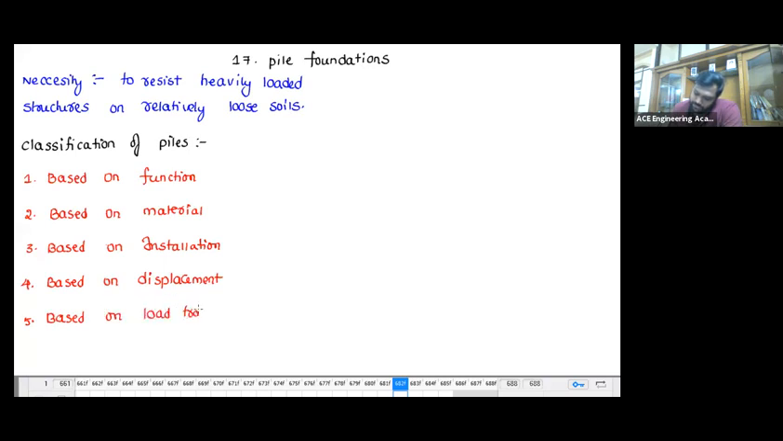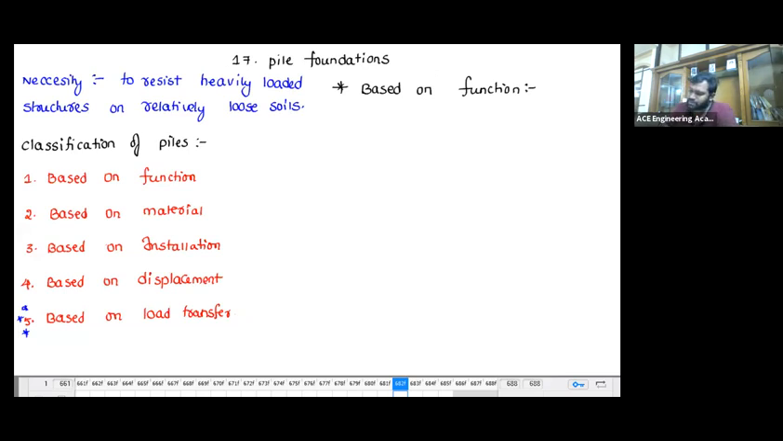This is very, very important for us, because eventually as an engineer, we need to classify the pile based on how the load is transferred to the soil. Eventually our main objective is to transfer the load safely to the soil. So let's see one by one. First, based on function.